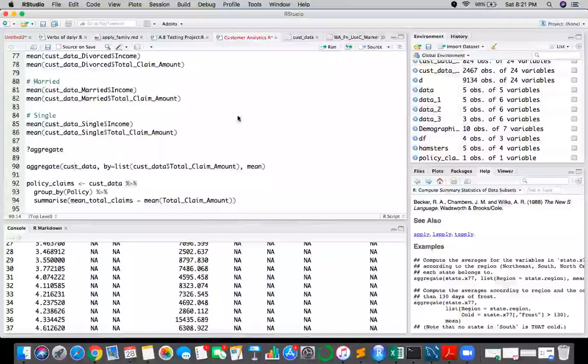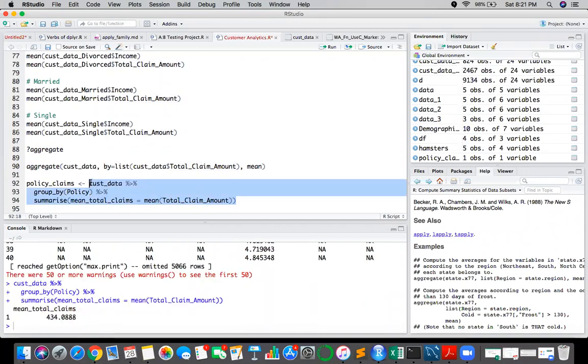So here it is. I've just used aggregate, but I'll ask you as a task why this is not working. Just have a look, it should work. I want to have customer data, group it by policy, and then take the mean of total claim amount. This is very straightforward, but it is giving me one single value, which is not expected.